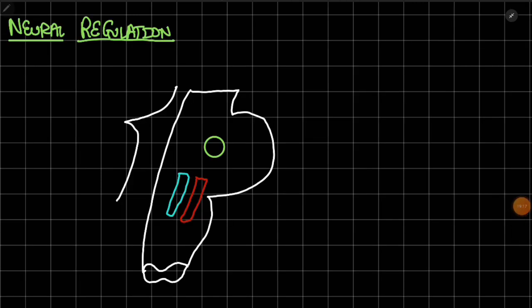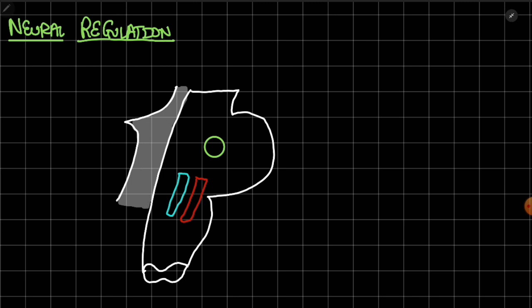So now coming to the neural regulation. Basically this is a diagram showing the pons and the medulla and the fourth ventricle as well. Just let me highlight the fourth ventricle. It is not important for us, but as it is drawn it must be highlighted.